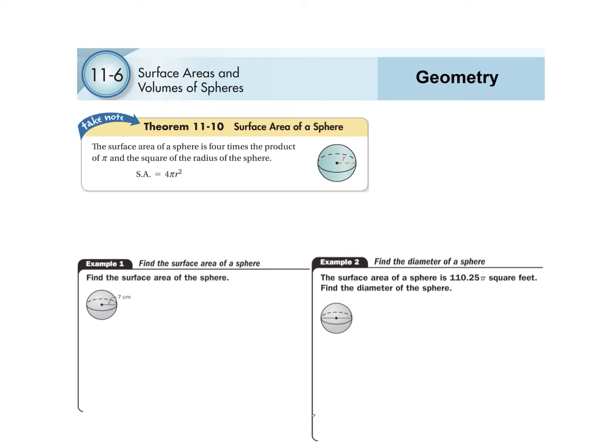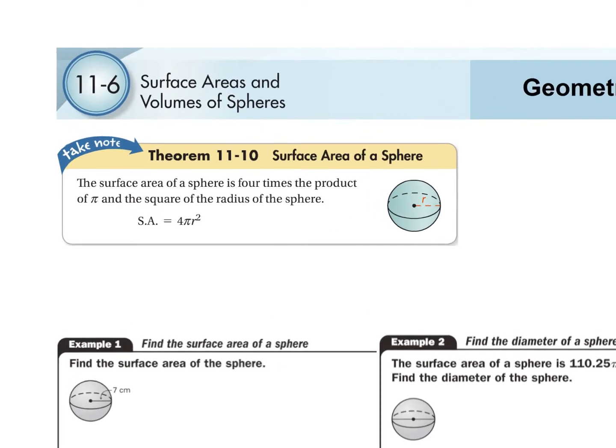All right, so now we are going to do the last lesson of this unit at 11.6, and this is all about surface area and volume of spheres, but we are not going to do volume today. We're just doing the surface area. So here is the formula.